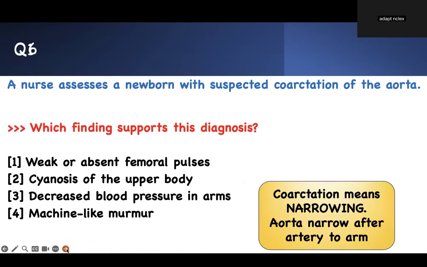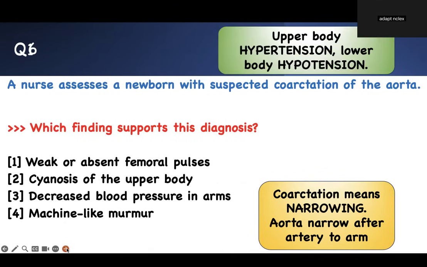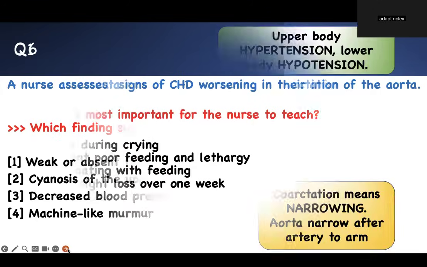And therefore, how do you master them? Coarctation means narrowing. The aortic narrowing occurs after the blood goes to your upper extremities. And therefore, the key thing I want you to remember, blood pressure in your upper extremities is high, and blood pressure in the lower is low. Therefore, number 1 is the right answer.